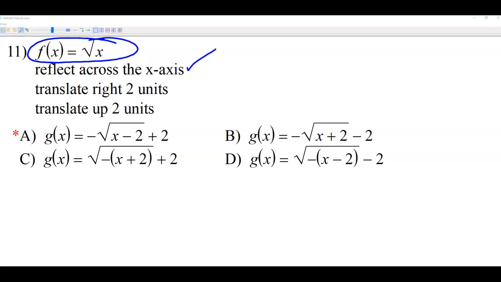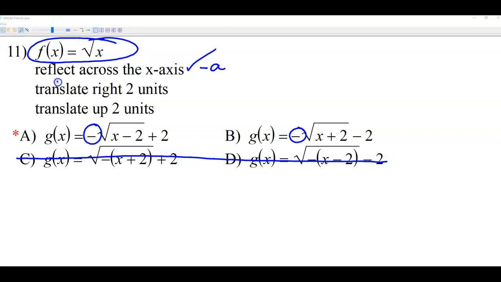Now, the first thing we want to do is have it reflect across the x-axis. That means the a needs to be negative. The number in front of the function needs to be negative. Now, I see that happening here. I also see that happening here. So that means we can get rid of these two options.